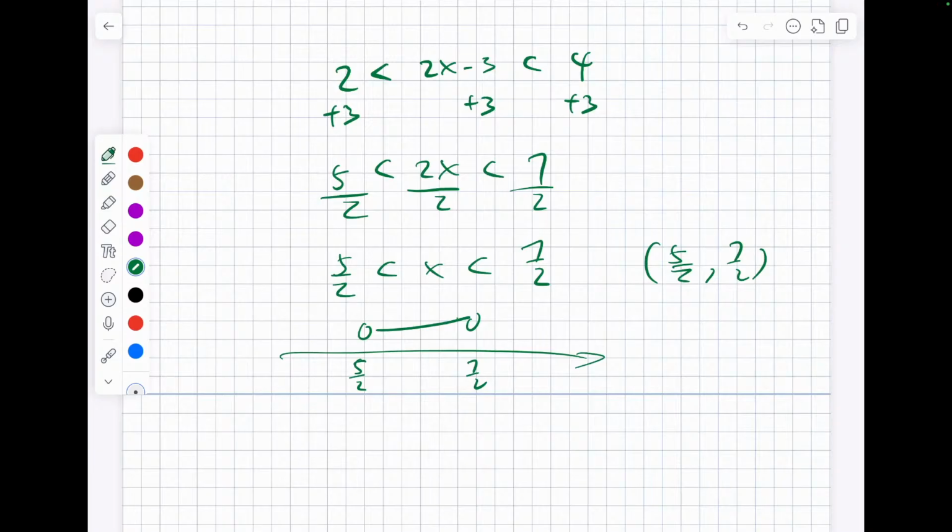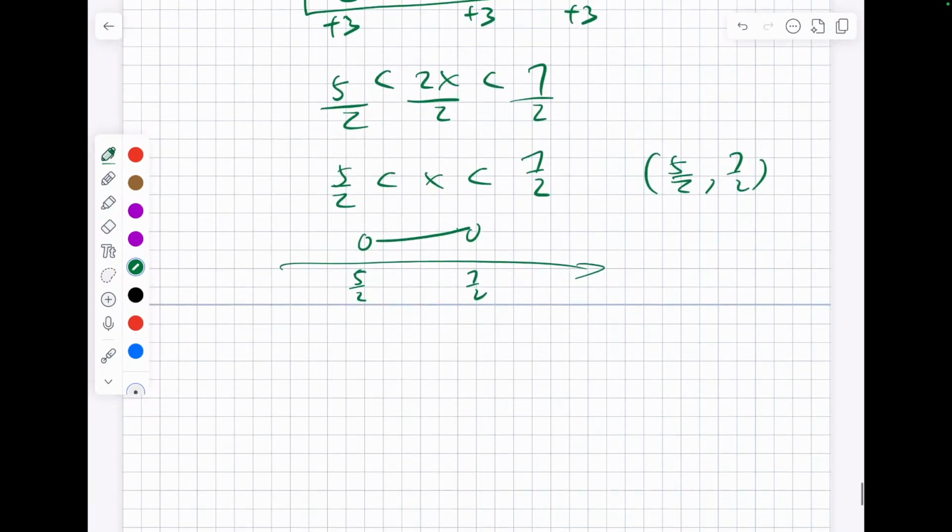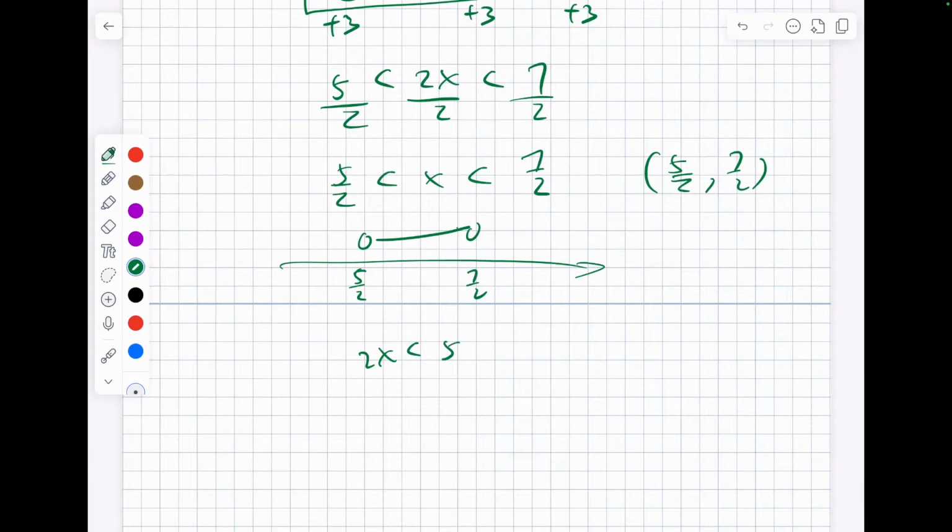This is called, it's not compound, I'm sorry. I can't think of the word, but anyway, some type of inequality. This type of question will have an interval as well. So now, let's say 2x less than 5. This is a linear inequality. It is going to have an interval as well. It's going to be x less than 5 over 2, so it's going to go this way.